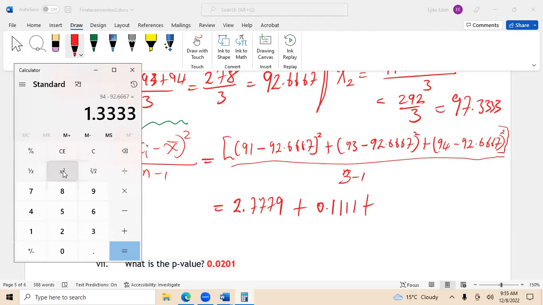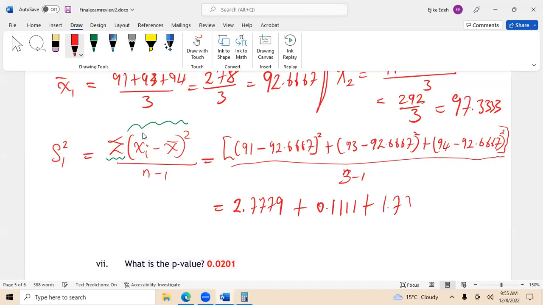And then again, we square that. So we got 1.7777 because this is 8. So you have 1.47. Okay, so I'm done with that. Just divide by 2, isn't it? So let's see how we add that very quickly.